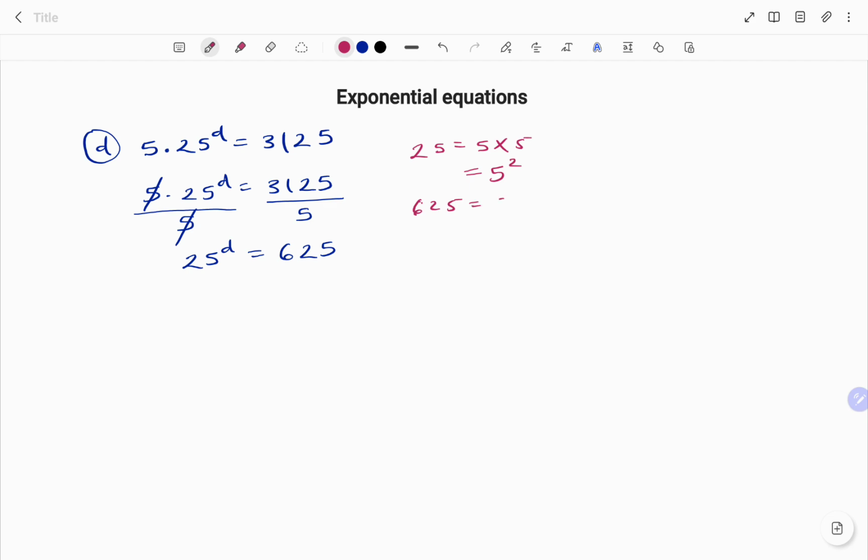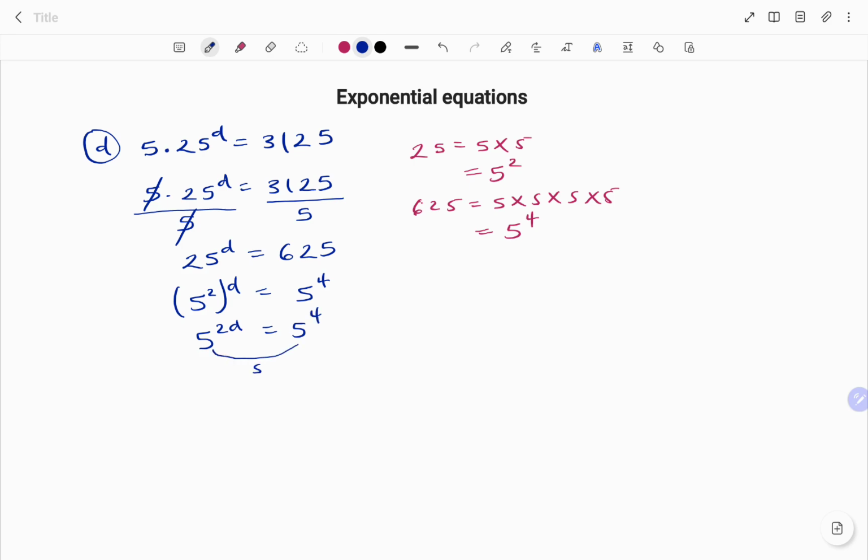625 equals 5 times 5 times 5 times 5, which is the same as 5 to the power of 4. Substituting back into the equation, we have (5 squared) all to the power of d equals 5 to the power of 4. Let's expand the bracket. We have 5 to the power of 2d equals 5 to the power of 4.